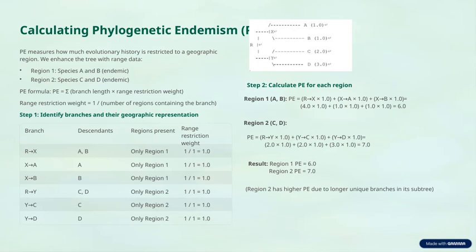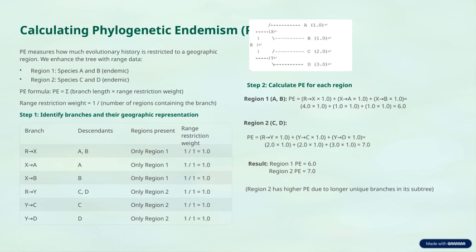Now, let's walk through how we calculate phylogenetic endemism, or PE, which essentially measures how much evolutionary history is unique to a specific geographic region. To do this, we start by enhancing our phylogenetic tree with range data for each species. In our example, Region 1 contains species A and B, both endemic to that area, while Region 2 has species C and D, also endemic.